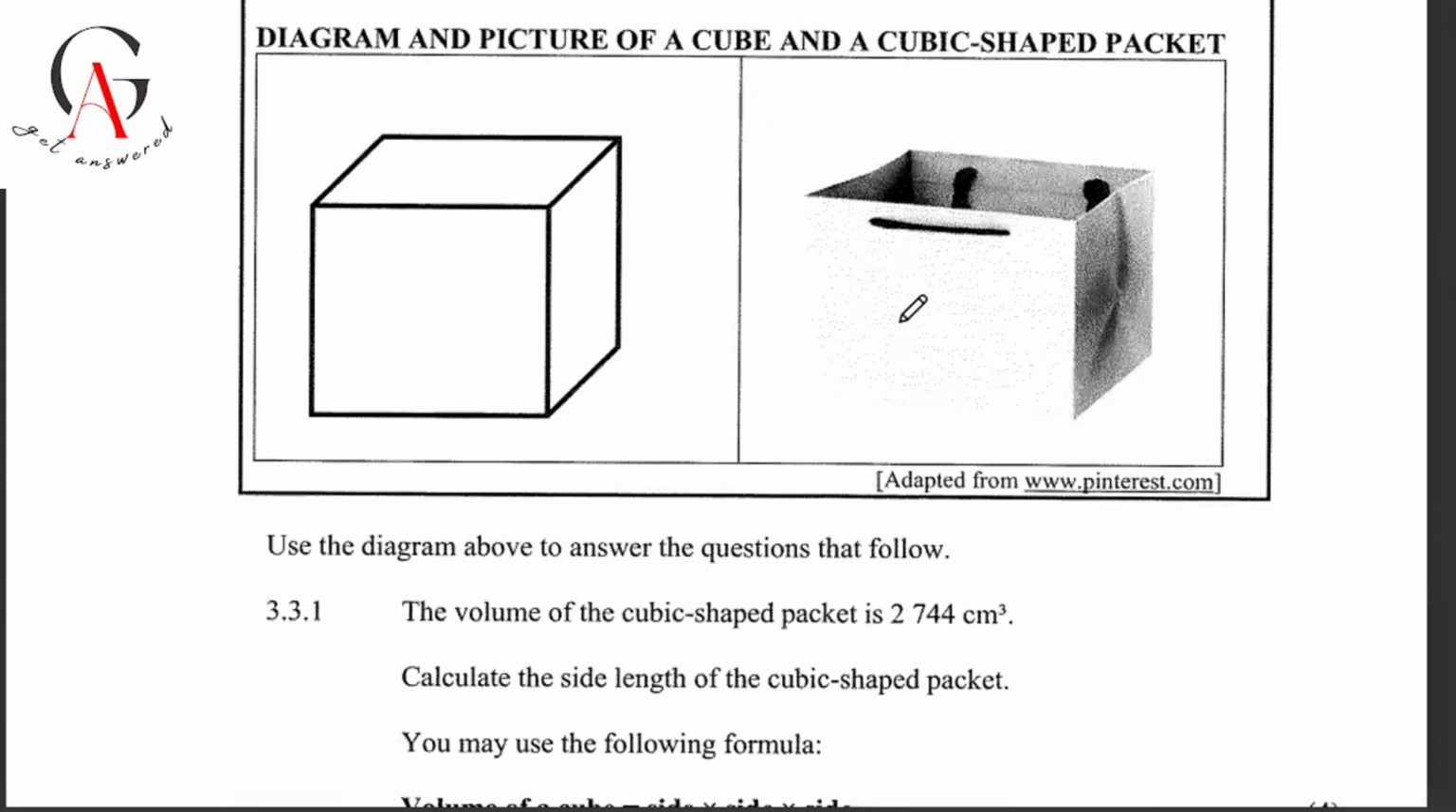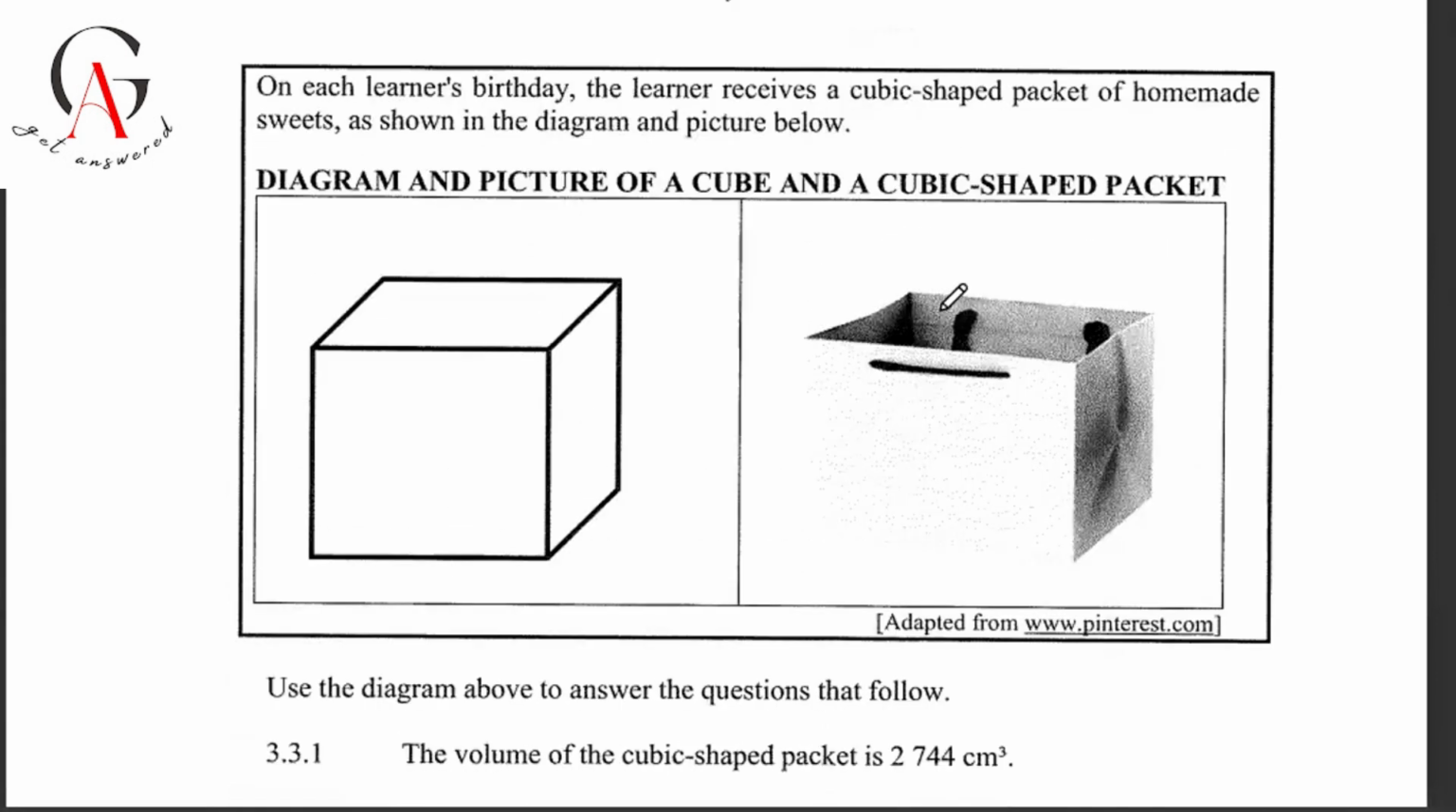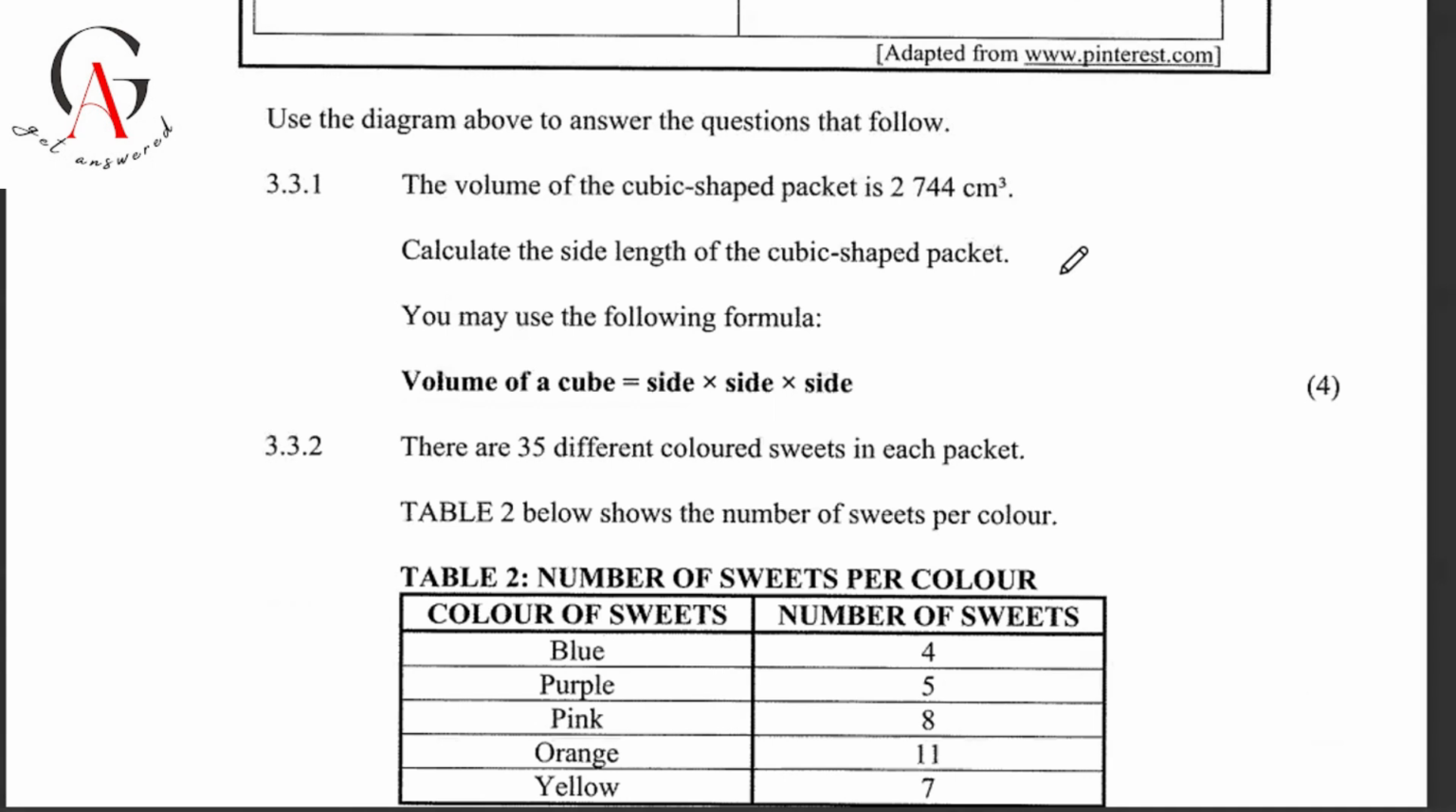Question number 3.3. On each learner's birthday, the learner receives a cubic-shaped packet of homemade sweets, as shown in the diagram and the picture below. So they're asking us, the volume of the cubic-shaped box is 2,744. Calculate the side length of the cubic-shaped packet.